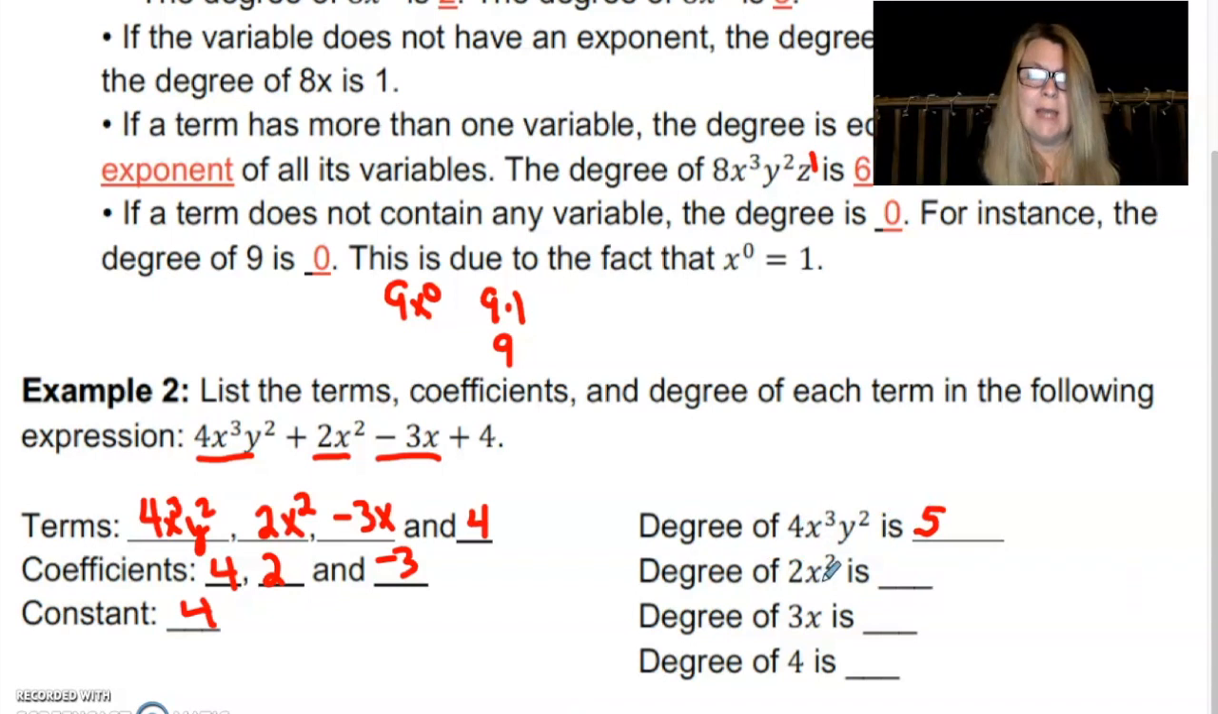Here, this just has one variable, so it is the exponent that you see, which is just 2. This one is 3x. There isn't an exponent there, but there is a variable, so it's the understood 1. So the degree of that term is 1. Here we have 4, which is the constant. There is no variable at all, so the degree of that term is 0. Let's go on down to the next slide.